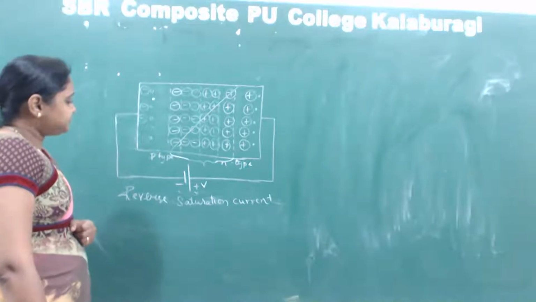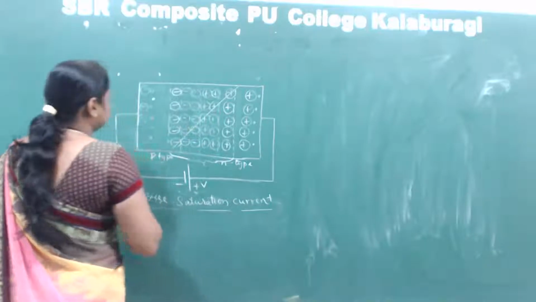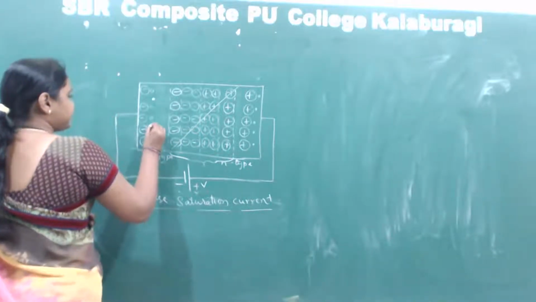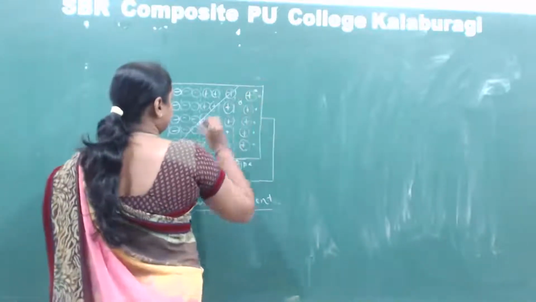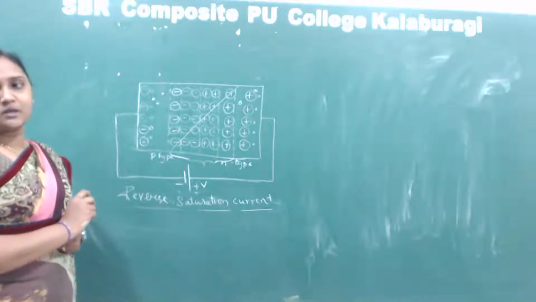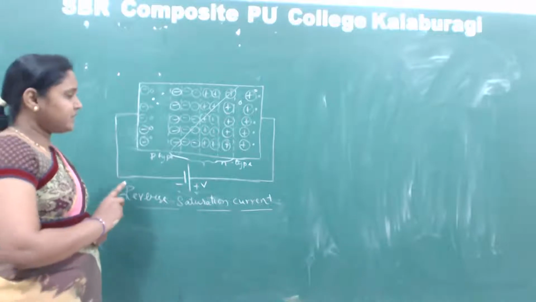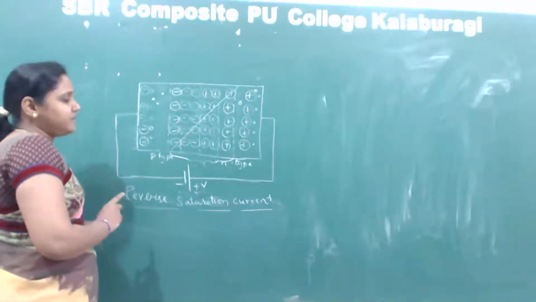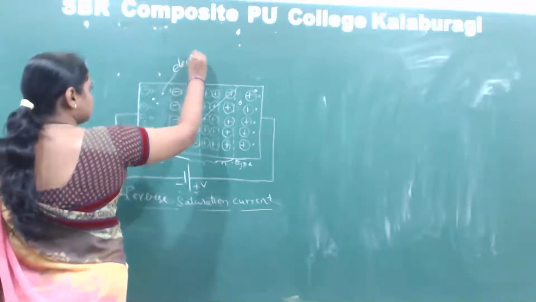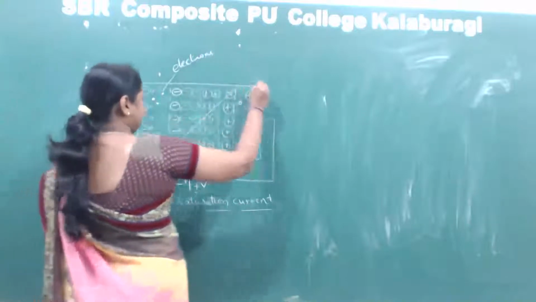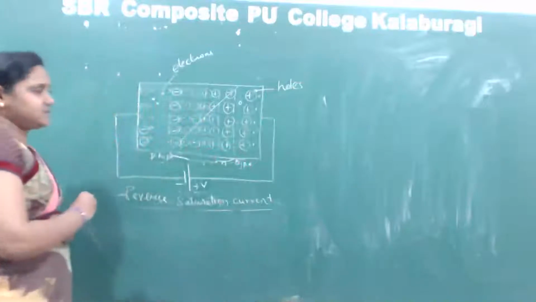Okay. So what happens in this reverse saturation current is that the holes in the n-side and the electrons in the p-side, that means minority charge carriers. While talking about the majority and minority charge carriers, I told you that minority charge carriers are very important to understand a few concepts, right? So here, what are the minority charge carriers? Electrons. And here, holes, isn't it?